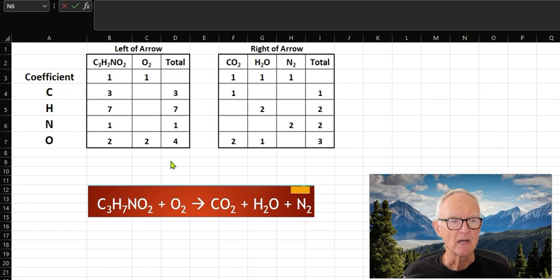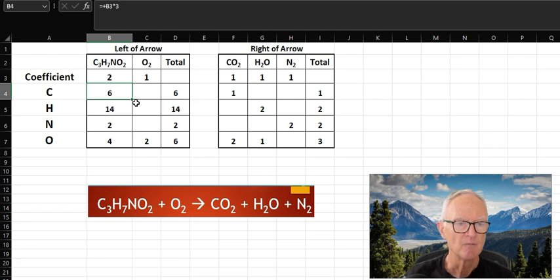So I will start with N2 because N2 is relatively easy, right? We have 2 on the right of the arrow. We have 1 nitrogen on the left of the arrow. So to make those match up, at a minimum, I've got to change the coefficient for C3H7NO2 to 2. And now my nitrogens on the left and the right are equal to one another. All right, so we're good there.